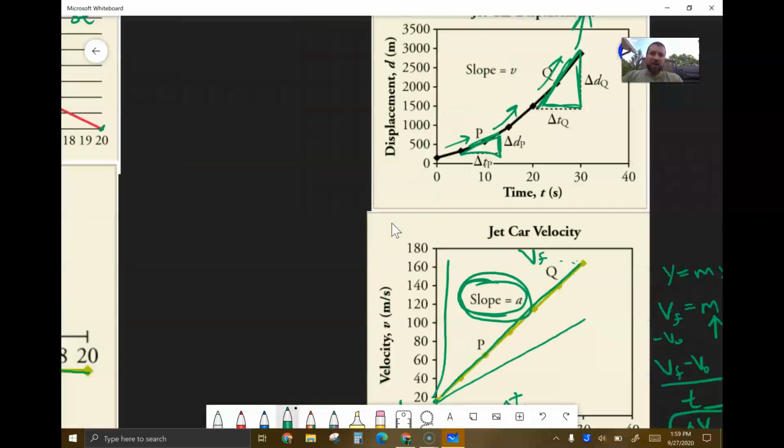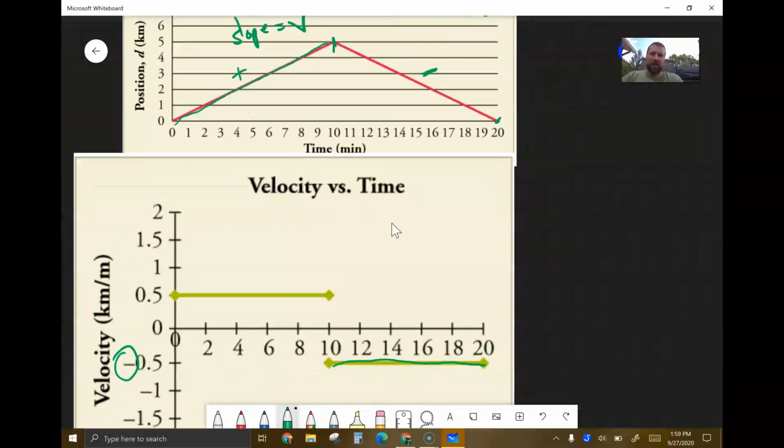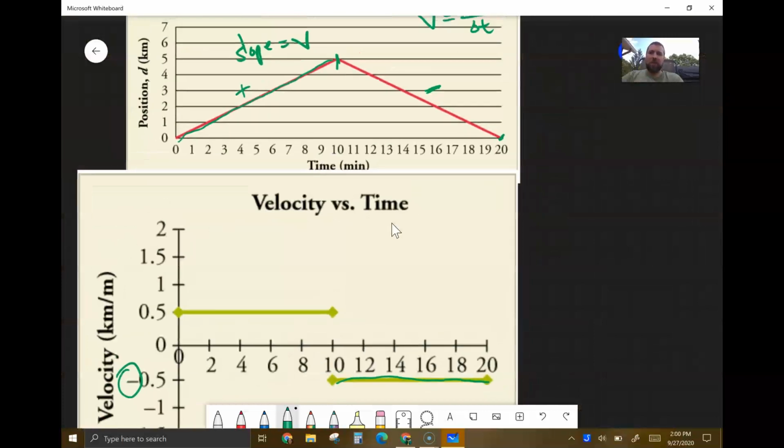And if you're not changing velocity, if your velocity is constant, then your position graph is linear, and your velocity graph is, well, just constant. It is that value.